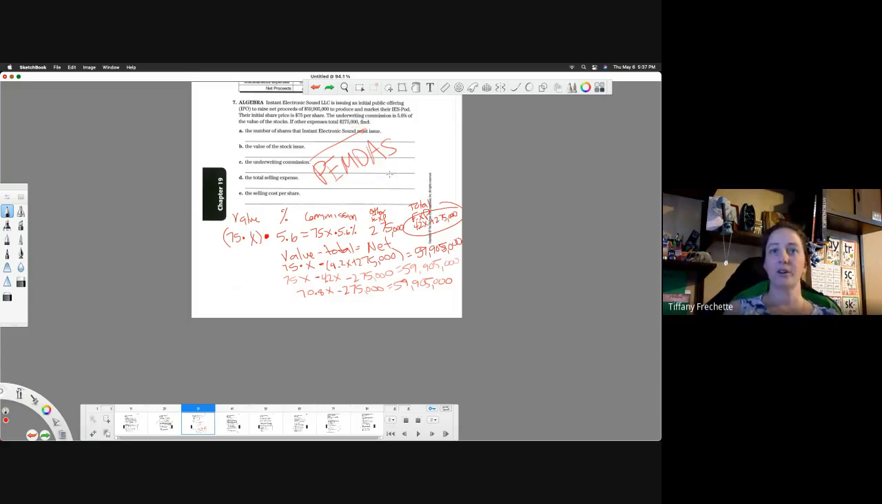All right, so what I want to do here is start working backwards. I want to look at what is being added or subtracted on the same side as my variable. I want to undo that. So I'm going to undo the addition here. 275,000 is being added to the X.